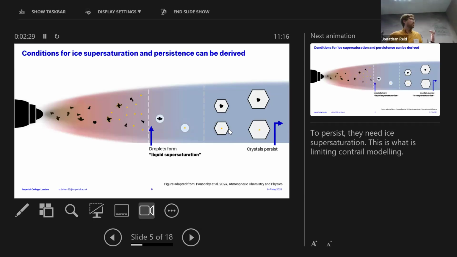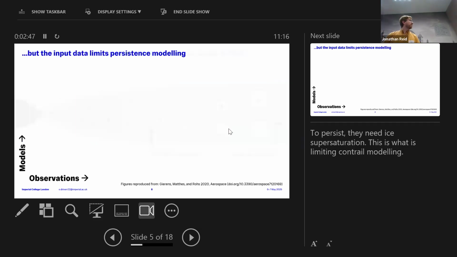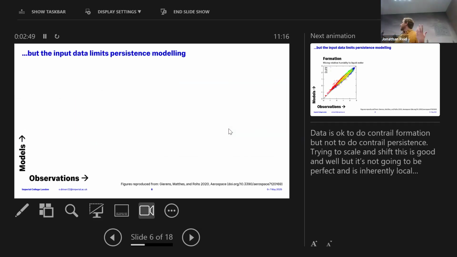So in order to model contrail persistence, we also need to be able to resolve this ice supersaturation threshold as well. So those are our two conditions for persistent contrails: liquid supersaturation during mixing and ice supersaturation in the ambient air. So can we model contrails, I suppose, is the next question. And in order to do that, we need accurate model data that matches the observations that we have, so that we've got the spatial coverage that you need to do the modeling.